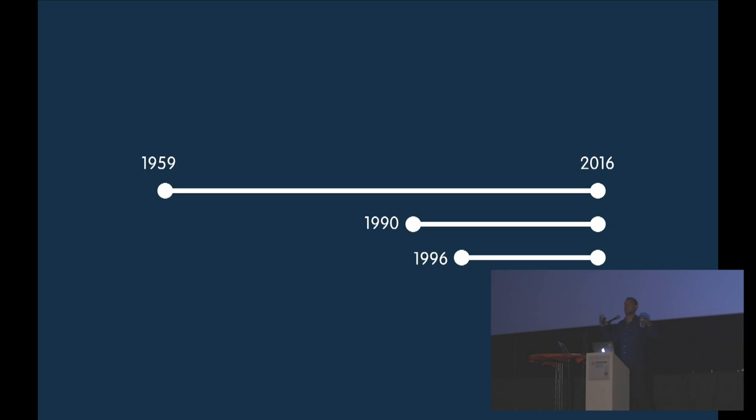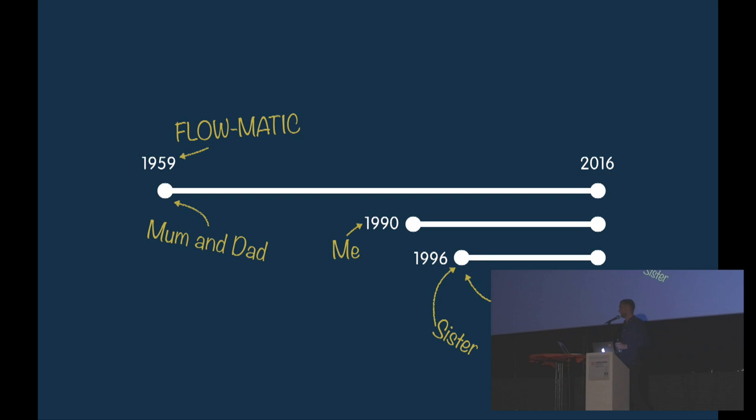1959, Flow-Matic, my parents. 1990, I came along. 1996, my youngest sister and CSS. My sister doesn't actually know that this slide is in this talk. I find it quite interesting that my sister started off her life as a small, fat man. Oh, she's going to kill me for that.